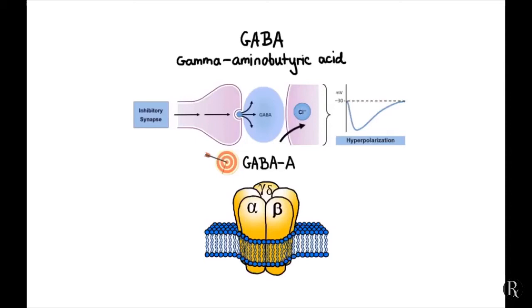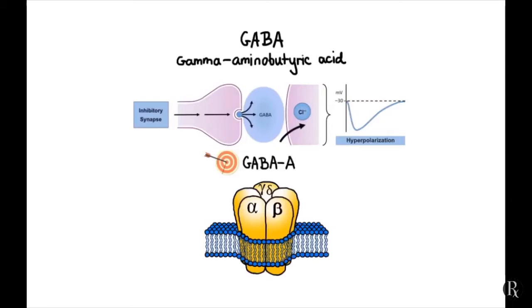Now, when 2 GABA molecules bind to the GABA-A receptor, a conformational change is induced, which results in opening of the central pore that allows negatively charged chloride ions to rush into the cell. This in turn increases the negative charge inside the postsynaptic cell, which makes it more difficult for excitatory inputs to cause an action potential.